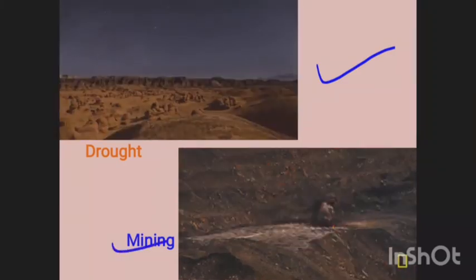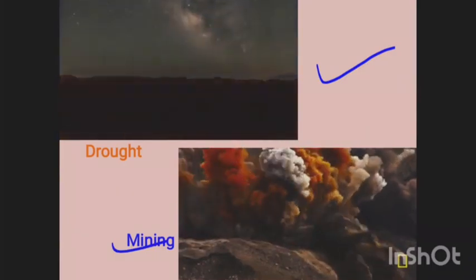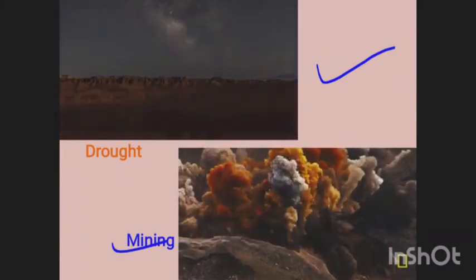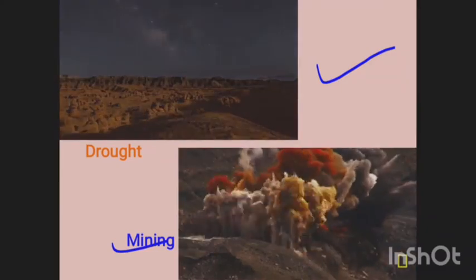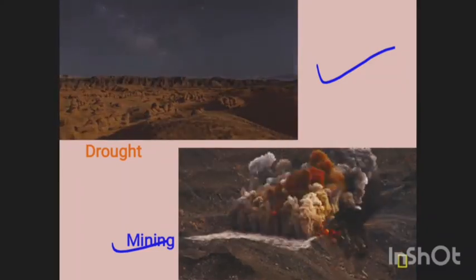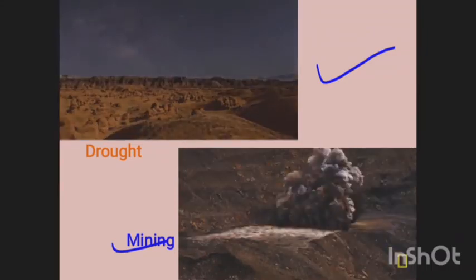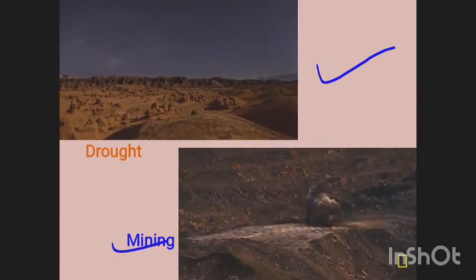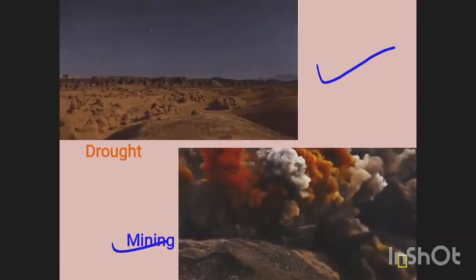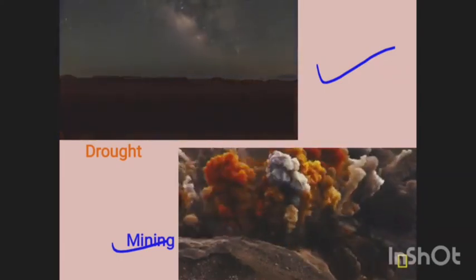Then the last factor that can lead to barren land is mining. This has to do with the activities of men looking for minerals under the soil. In looking for minerals under the soil, some use explosives and some dangerous chemicals. These chemicals in turn may destroy the crops on the land and leave the land to become barren, as you can see from the pictures.